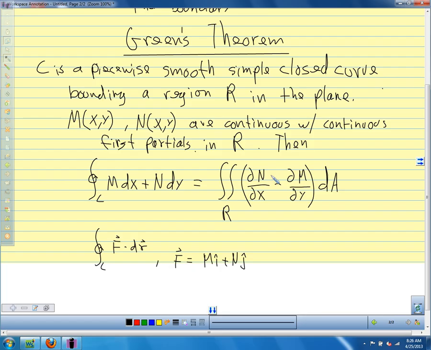So let's take a look at the proof of Green's theorem. It's a little long, a little tedious, and we have to take into account several conditions, several cases. So we're not going to go through the proof. We're just going to accept that it's true. But let's take a look at how we're going to use Green's theorem, how Green's theorem will make our lives easier in a lot of cases.